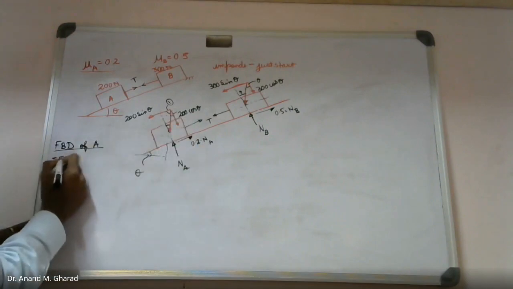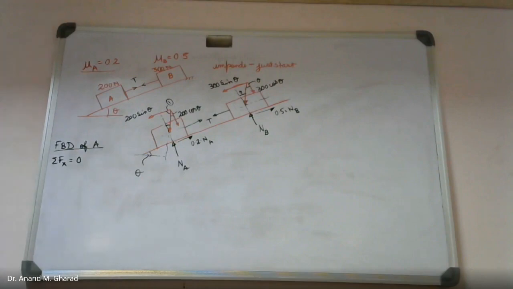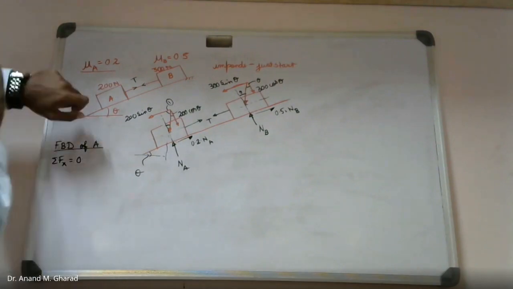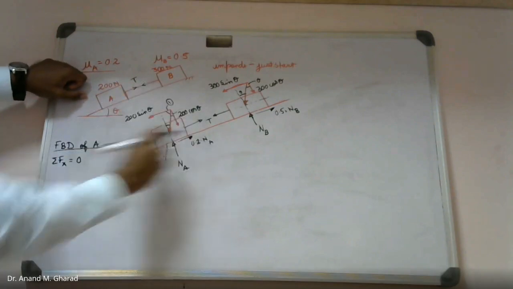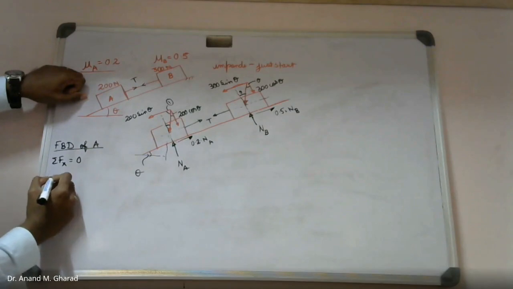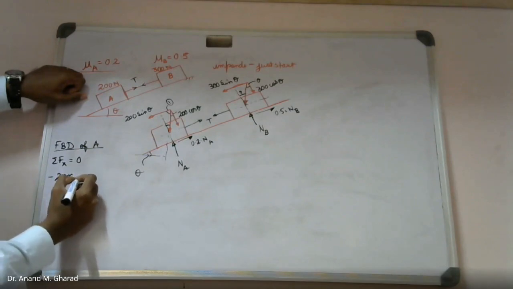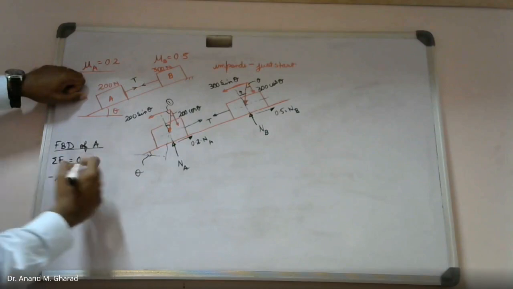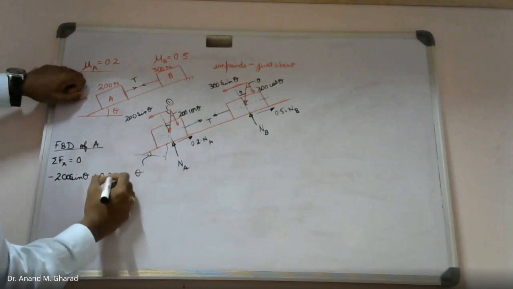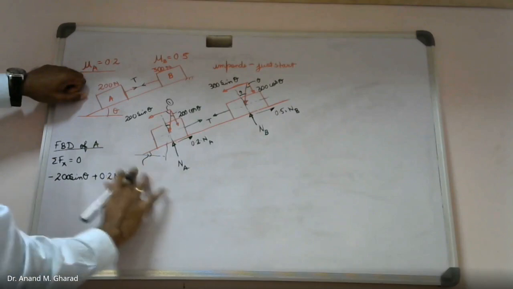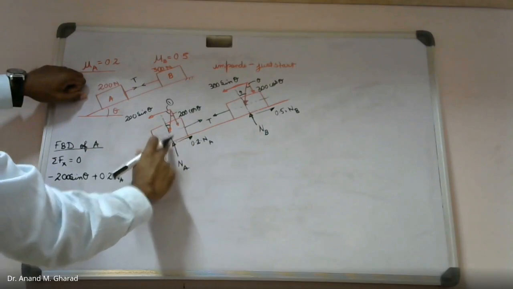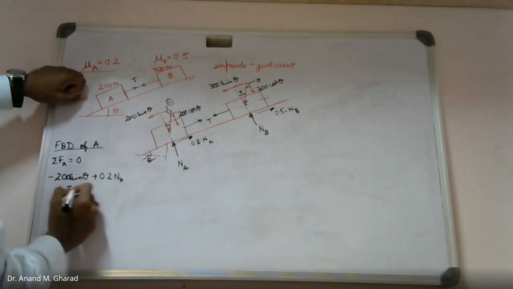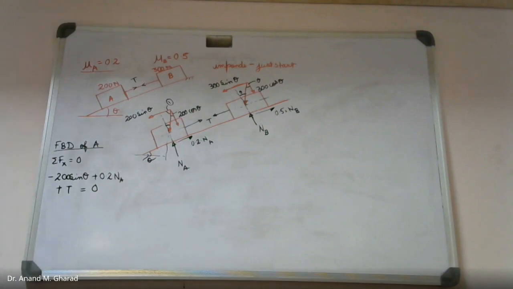Summation of forces in x direction equal to 0. See, we are in a position to apply the equations of equilibrium since F max is achieved, right? Therefore, how many forces are there? 200 sine theta, which is in the negative x direction, plus 0.2 times NA, correct? Then, what else? Plus T equal to 0. Am I right?